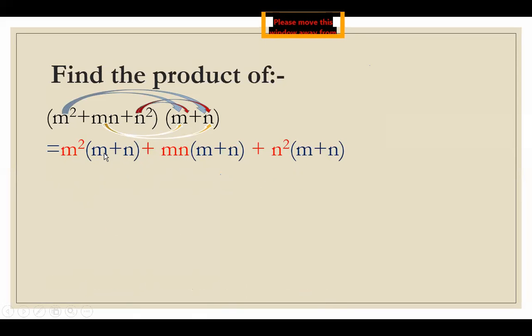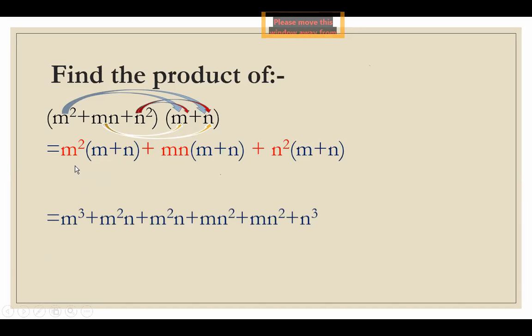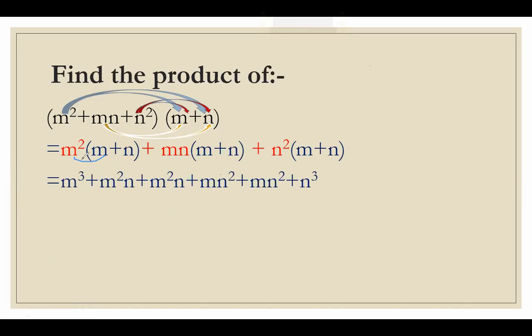m square into m is m power. When bases are same, power is going to be added. We get m square and m plus m power 1. Bases are same, power will be added. So m square into m is m cube. Why? Because here 2 has no power, Alishba, so 2 plus 1 is 3. Bases are same, power will be added in multiplication.